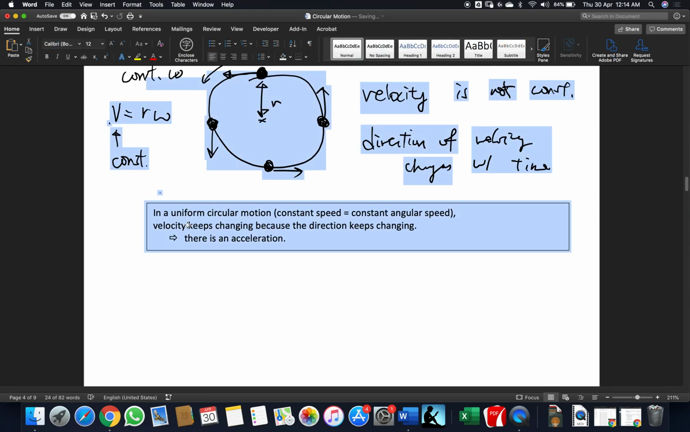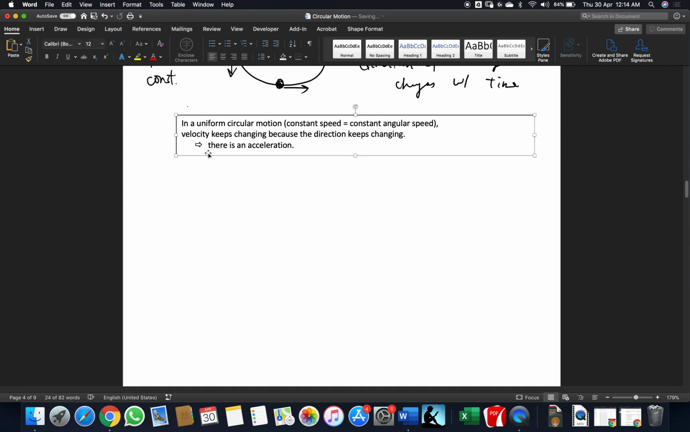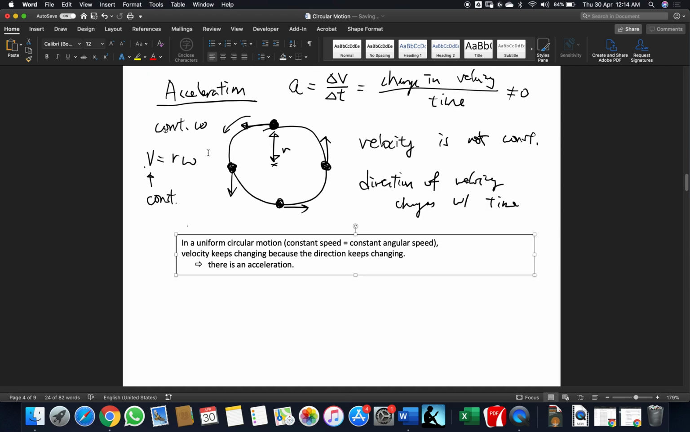In the next lesson, we will talk about how to derive the formula of the acceleration. See you.